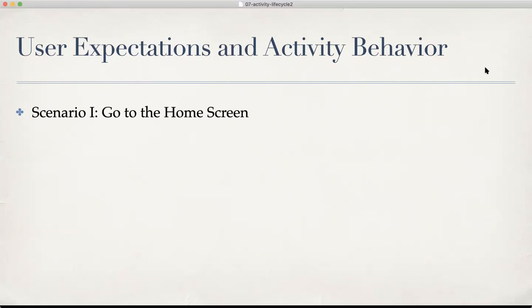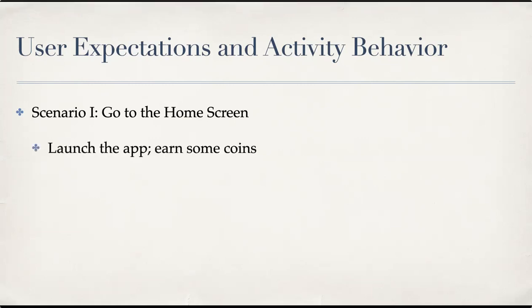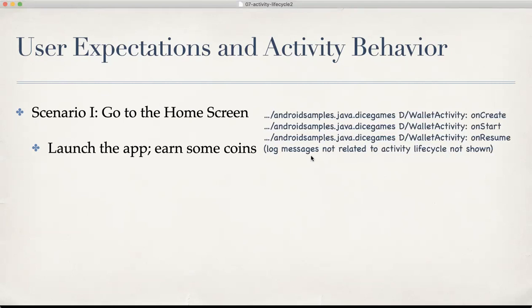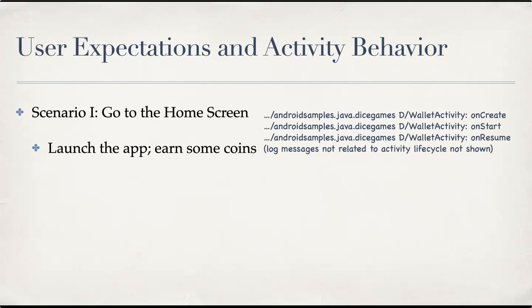Let's simulate that, by the way. So launch the app, earn some coins. So you'll see log messages corresponding to that, and this is what you will see at this point. You'll see onCreate, onStart, and onResume. By the way, I'm assuming that after you added the overridden lifecycle methods, you launch the app again, right? So that's the assumption here. Otherwise, you won't see these log messages. All right. So yeah, so you see onCreate, onStart, onResume as expected so far.